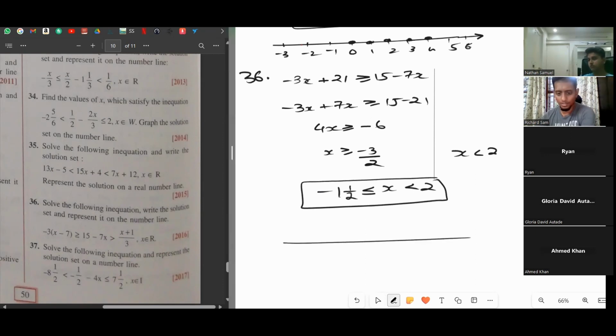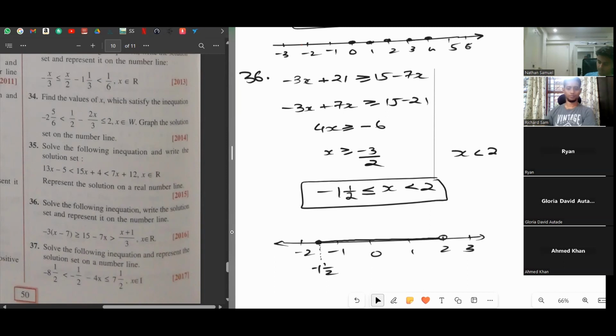Then on the real number line, start with minus 2, minus 1, 0, 1, 2, and 3. So here it is real numbers, so it's a black dot and a white dot. Minus 1, 1 by 2 comes right in the middle here. So you can put a line downwards like this and write that this is minus 1, 1 upon 2, and here you will draw the black dot. And then less than 2, so 2 is not included, so white dot. Then you join like this.